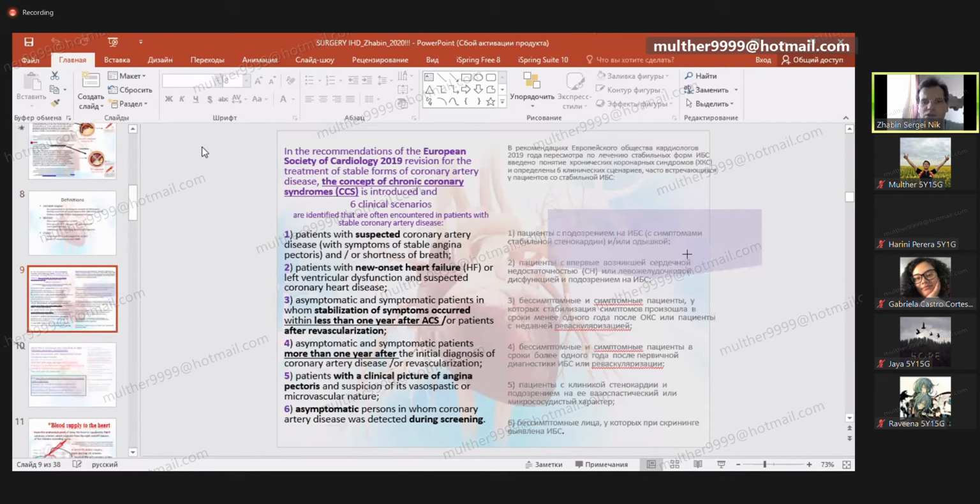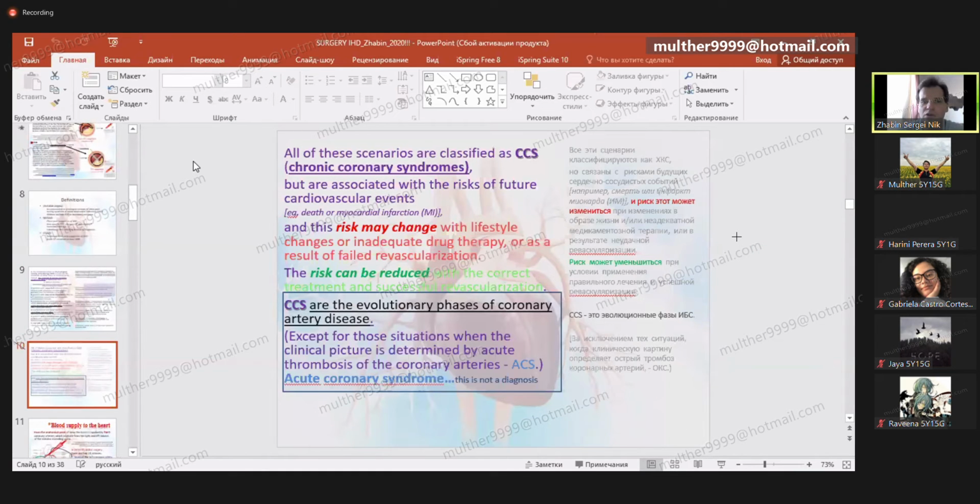And recommendation of the European recommendation of cardiology, the concept of chronic coronary syndromes is introduced with 6 clinical scenarios. There are 6 clinical scenarios, and they will include different cases. All of these scenarios are classified as chronic coronary syndromes, but are associated with the risk of future cardiovascular events.